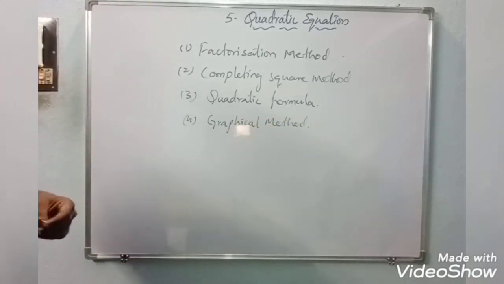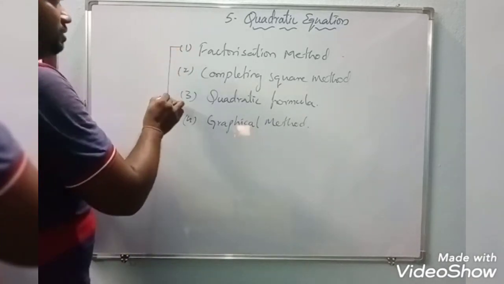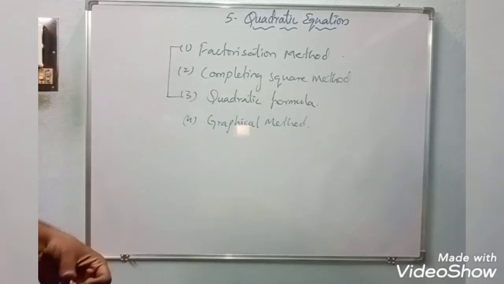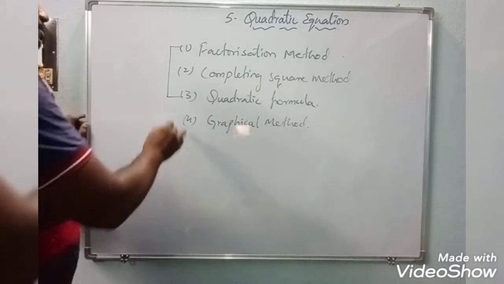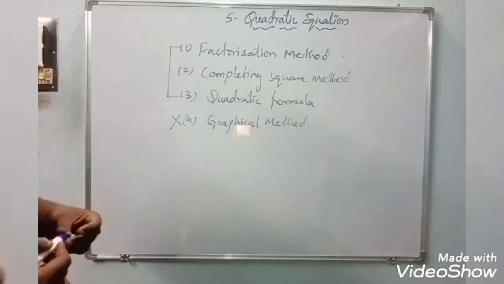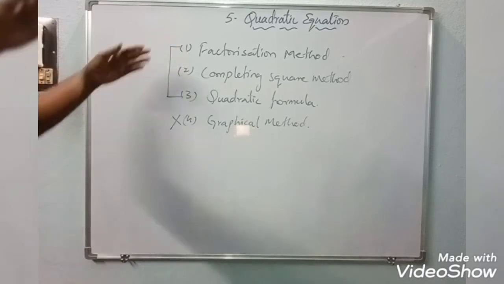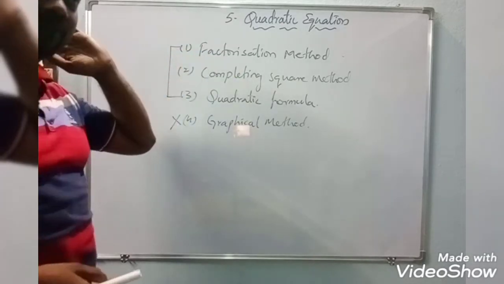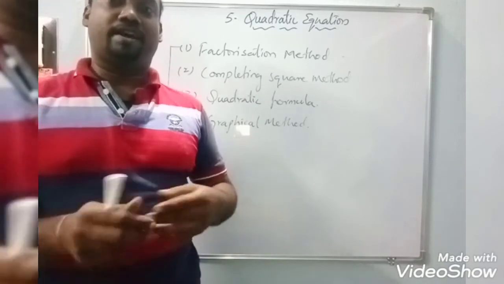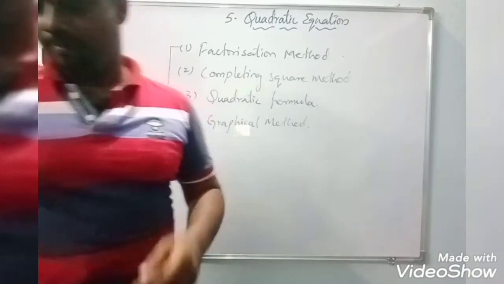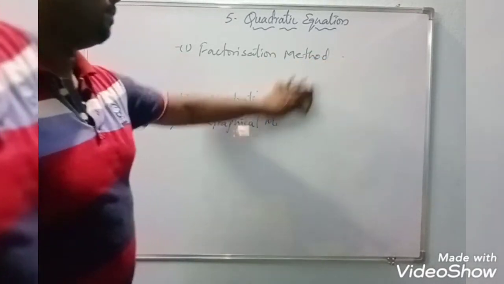In our syllabus we have only 3 methods to solve, that is factorization method, completing square method, and quadratic formula. We are not using the graphical method because it is not in your syllabus. One by one we will take values and solve the equation. Now the factorization method. In this factorization method we again have 2 methods. One is the simple factorization method, and the second is the factorization method by using the middle term. Now what is the simple factorization method? We will take the first one, that is the factorization method.